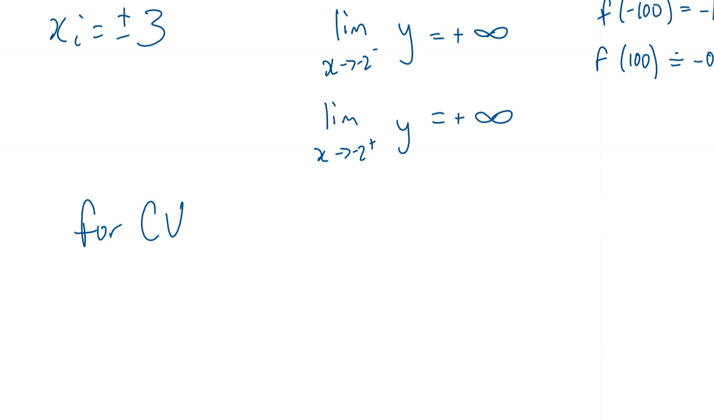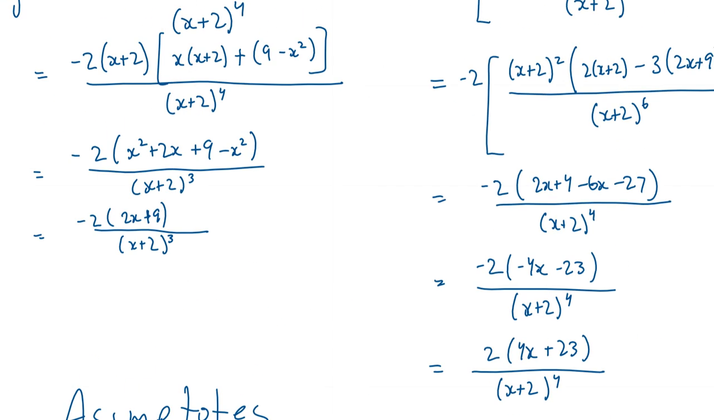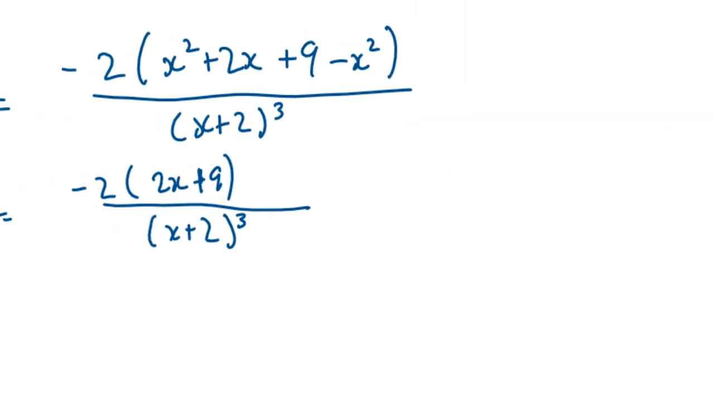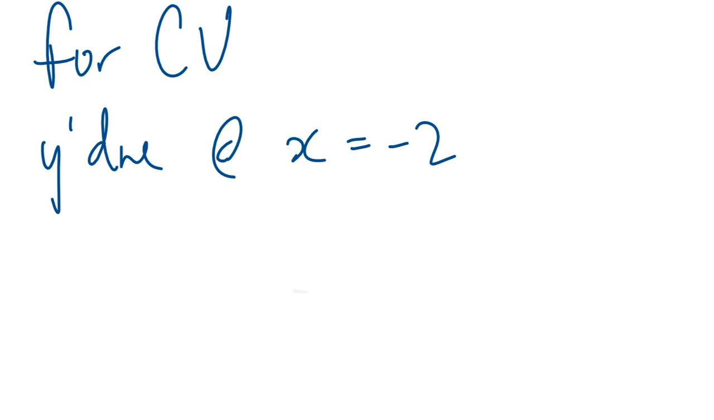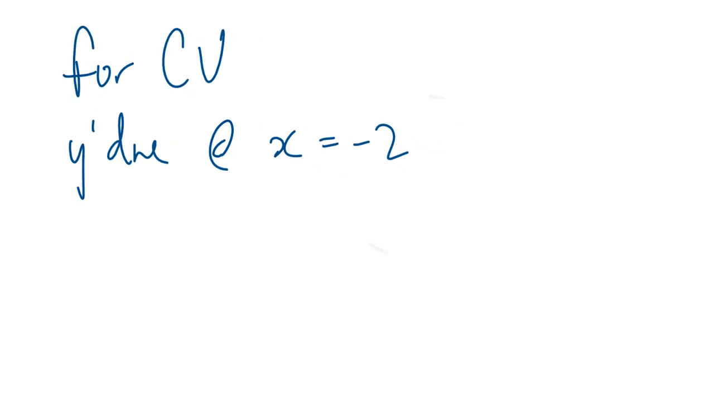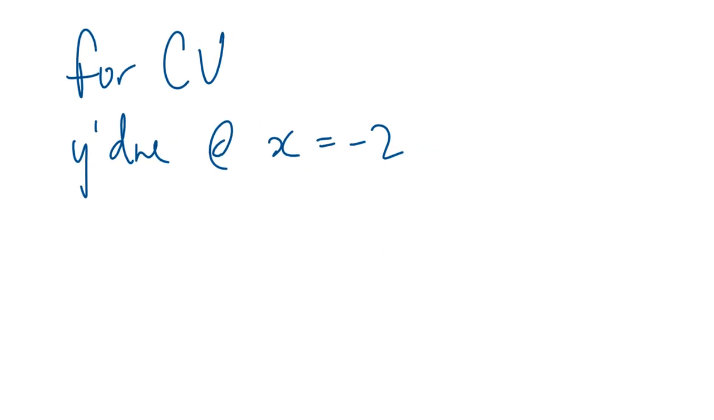So now I do my critical values. Y prime does not exist when x equals -2. Looking at the first derivative, the denominator is 0, so the derivative does not exist at -2. But that's a vertical asymptote. We've already done the testing for it. So there's no critical point there.